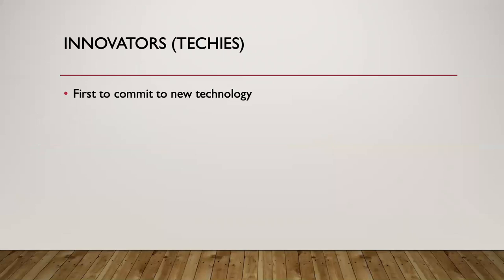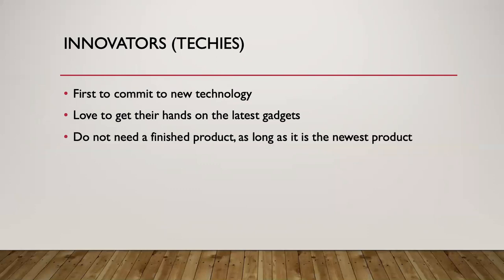Innovators. They're the first to commit to a new technology. They love to get their hands on the latest gadgets. They do not need a finished product as long as it's the newest product. This is important because let's say you have a product that's in development or a new company that's in development. They don't need it to be fine-tuned. They're okay with the latest and newest thing. But what's cool about this group right here is they'll give you valuable feedback for you to improve your product. So if you ever have test trials that go out, this is the group you want to send them to.